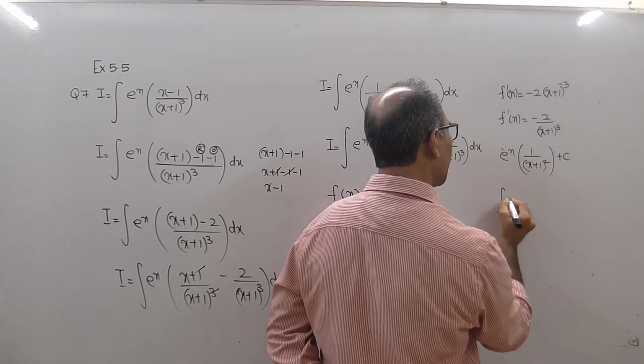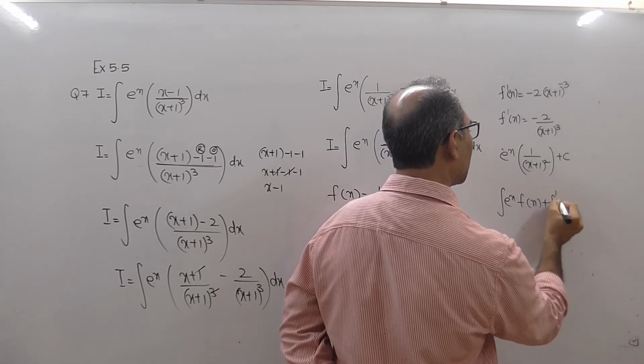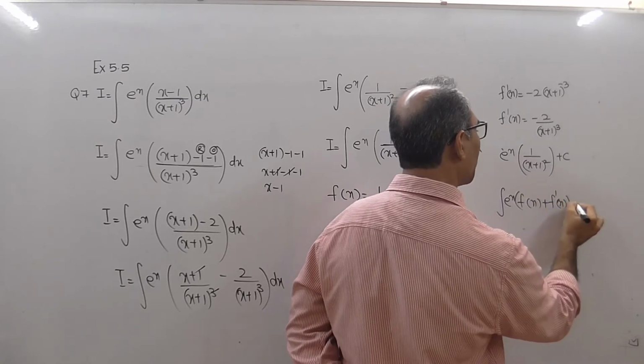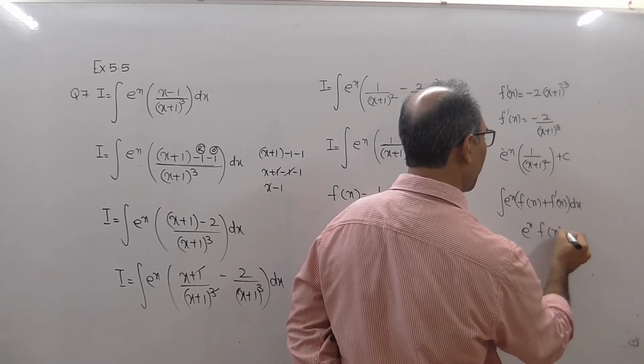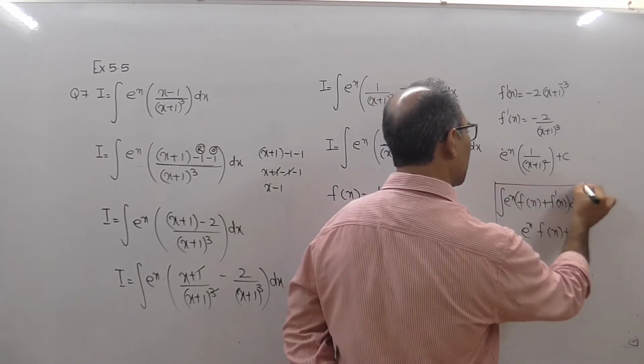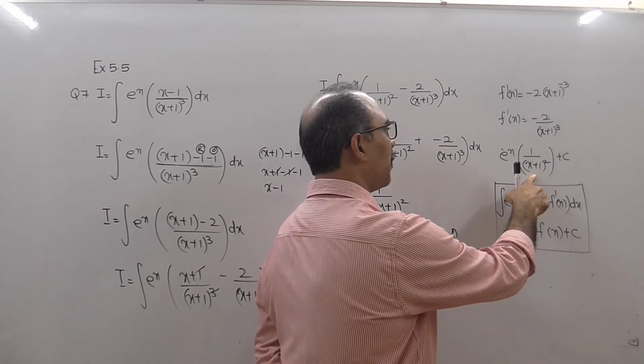You can write a reason here. Integration of e raised to x times (f of x plus f dash of x) dx is e raised to x f of x plus c. This is the reasoning you have to write, as you are using this formula here.